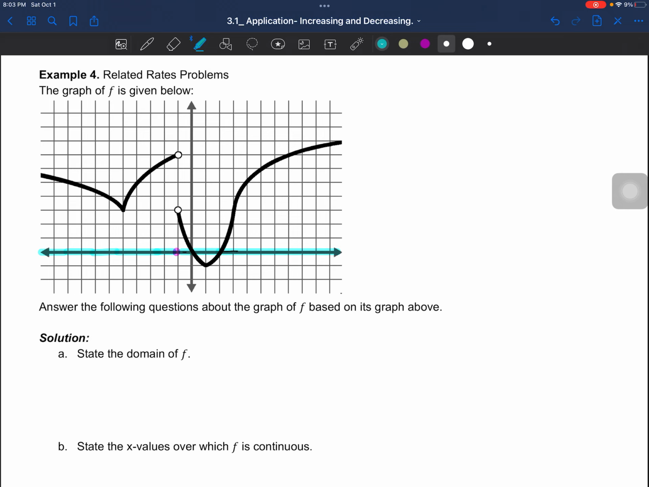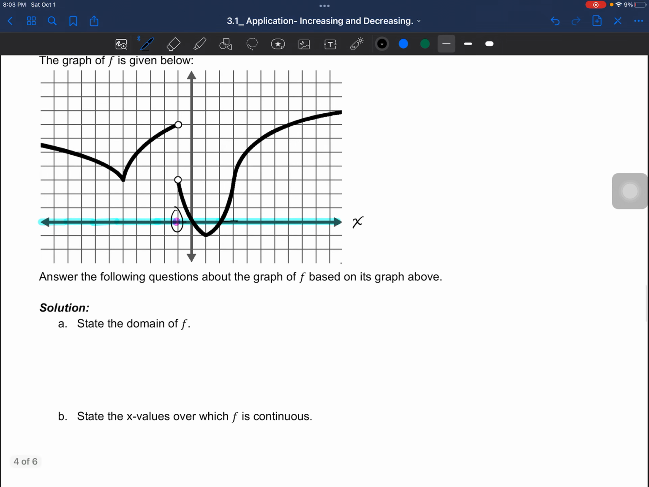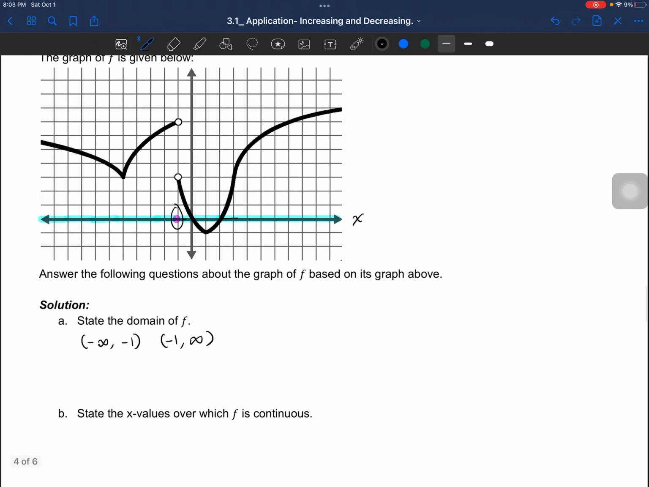So we see that the graph projects onto the x values everywhere except at x equals -1. So the domain will be the open interval from -infinity to -1, and then the open interval from -1 to positive infinity. This tells us that the domain exists between those intervals. And of course, at the end, we always want to unite these intervals with the symbol of union.